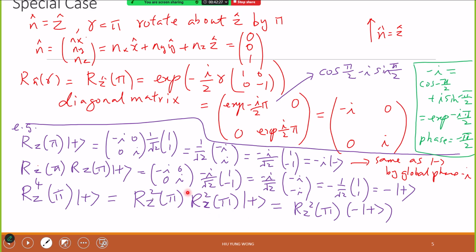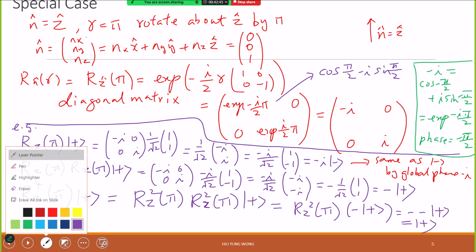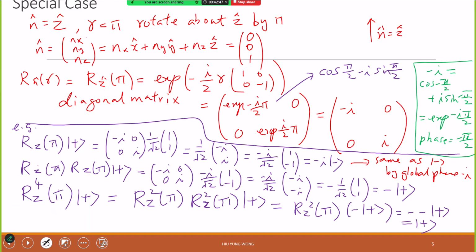This whole thing we did here already is just negative plus. Then we apply this to plus because it's linear. Then I get negative times negative plus, which is equal to plus. Right? So it means that you need to do 4 pi. 4 pi is 720 degrees, right? So this is something you need to pay attention to.